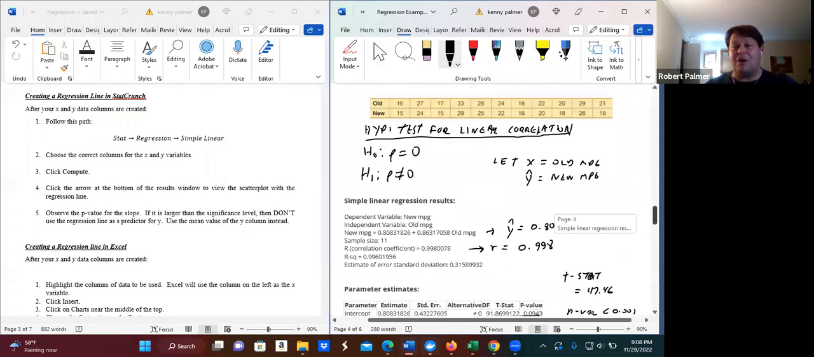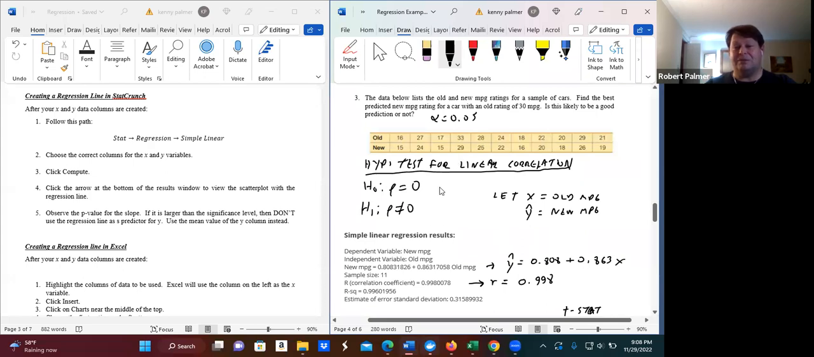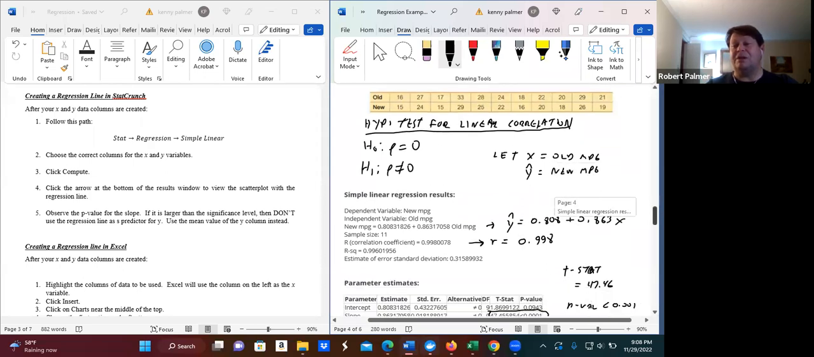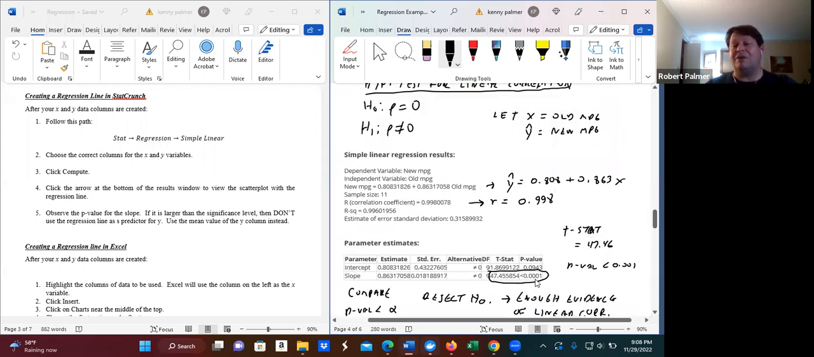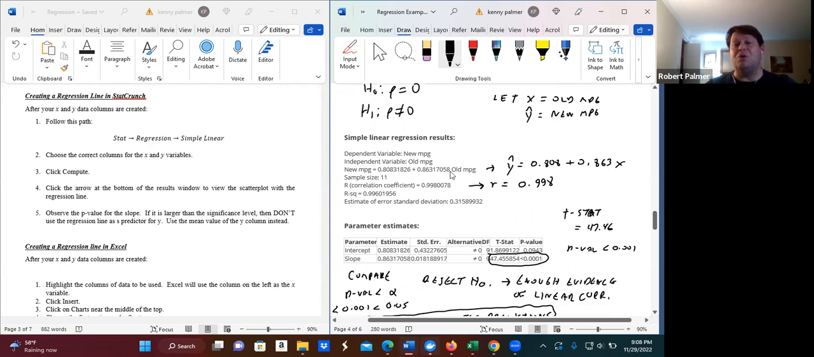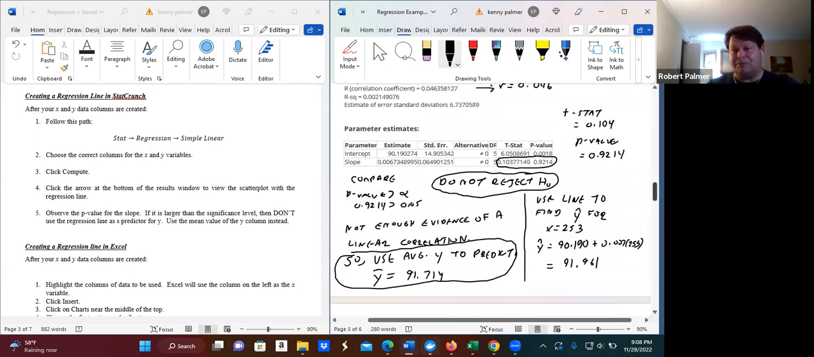And so in both cases, what we're going to do is do a hypothesis test to determine if there's a linear correlation. If there's enough evidence to reject the null hypothesis and say that there is evidence of a linear correlation, then use the best fit line as your predictor. If not, use the mean value of the y's of your sample data like we did in the first example.